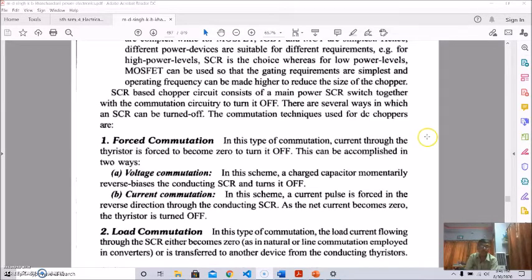In the voltage commutation scheme, a charged capacitor momentarily reverse biases the conducting SCR and turns it off. In the current commutation technique, a current pulse is forced in the reverse direction through the conducting SCR, and as the net current becomes zero, the SCR is turned off. Another method used is load commutation.